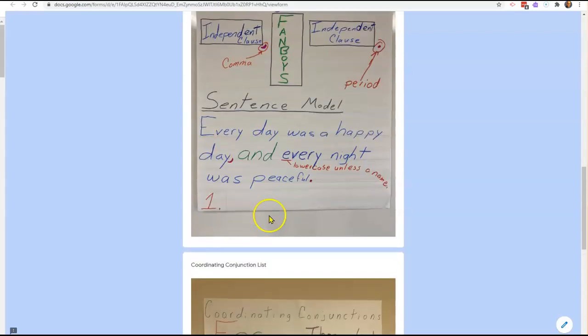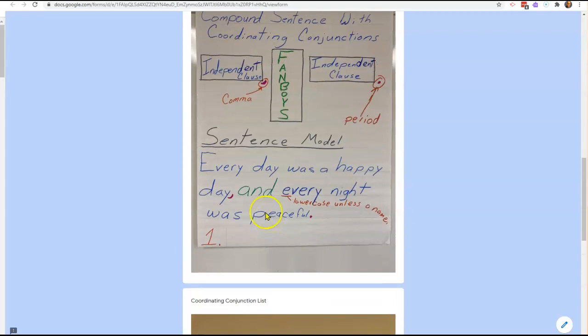So, let's scroll back up and look here at our sentence model. I give you a sentence model every time that you can look at, consult, and even riff off of if you are really struggling. You can adopt it and just change a few words. Every day was a happy day. I have that in blue because it's an independent clause. I could put a period behind it. That's an adult clause. She can stand by herself.